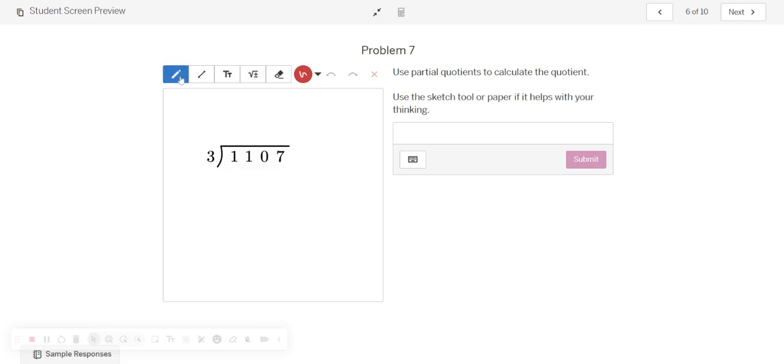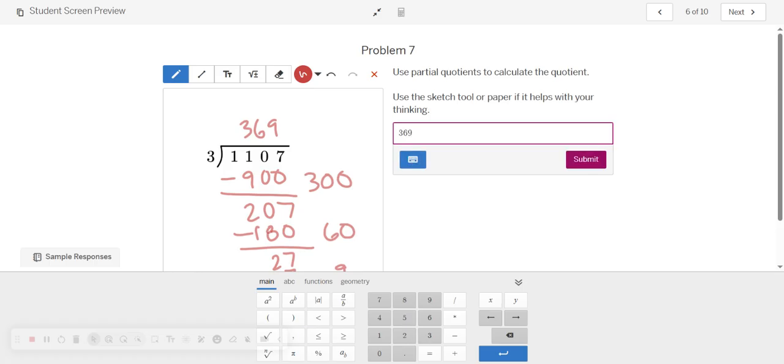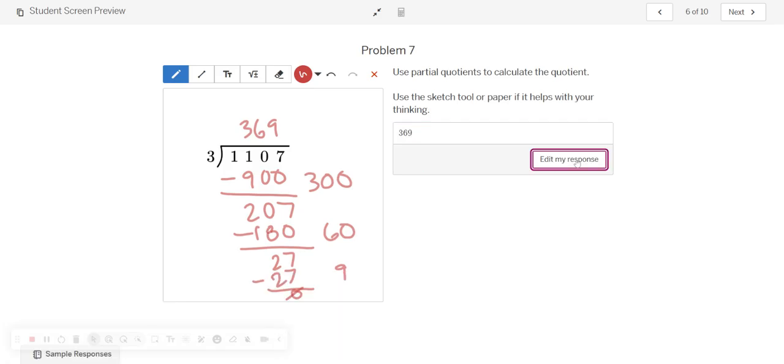300, it's not giving me that pen tool every single time, would be 900. 207. 60. 27. 9, 27, 0. I get that that's 369. Submit. And on to the next page.